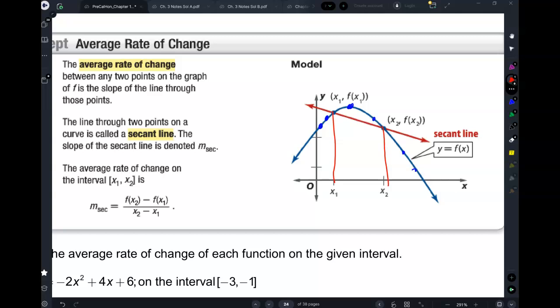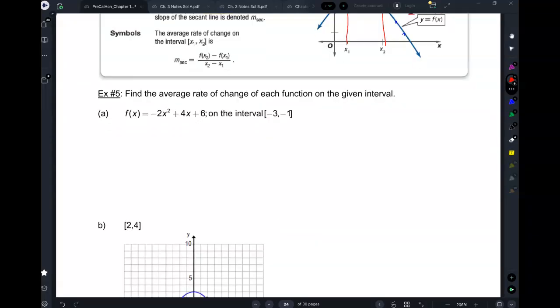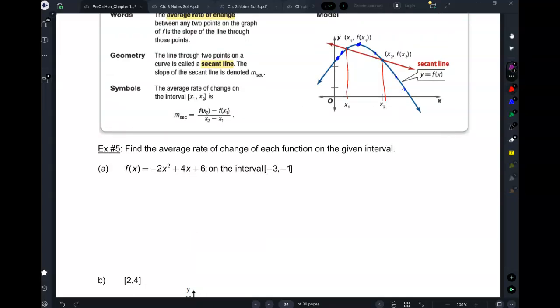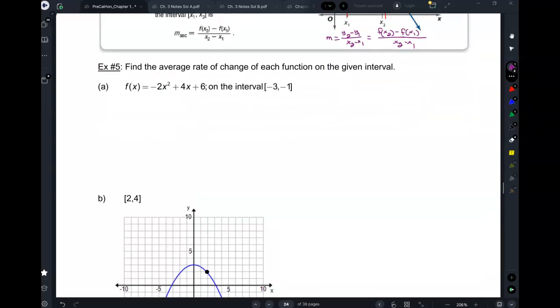So how do you do this? Literally by slope. The rate of change here is slope. And we know slope to be this. But what's y now? f of x. So that's f of x2 minus f of x1 over x2 minus x1. Do you see how this is exactly the slope formula from before? Yep. Okay. So let's find average rate of change here.